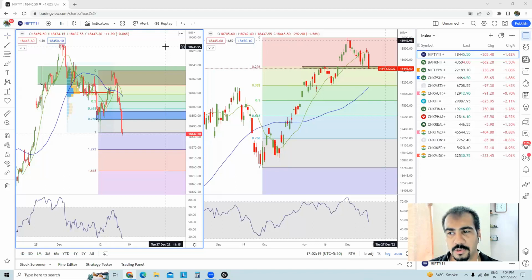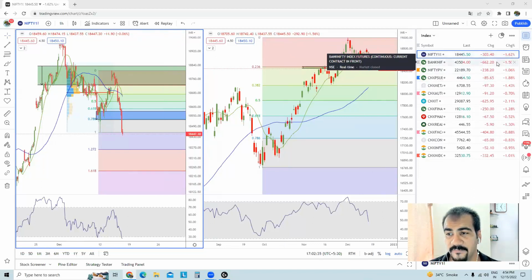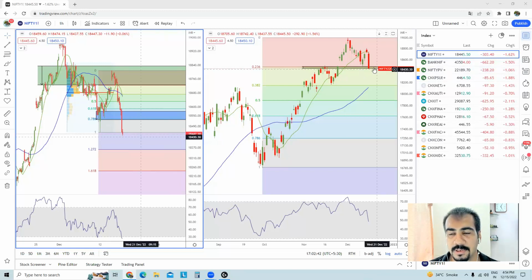We can see that almost all of the sectoral indices have closed in red, and it looks like literally a sea of red today due to a sudden rise in volatility in the market. Nifty futures have closed 303 points down and Bank Nifty futures have closed 662 points down. Who could have thought that after yesterday's close, this sort of candle would appear on the daily chart of Nifty futures? But markets are markets and they will go where they want to go.